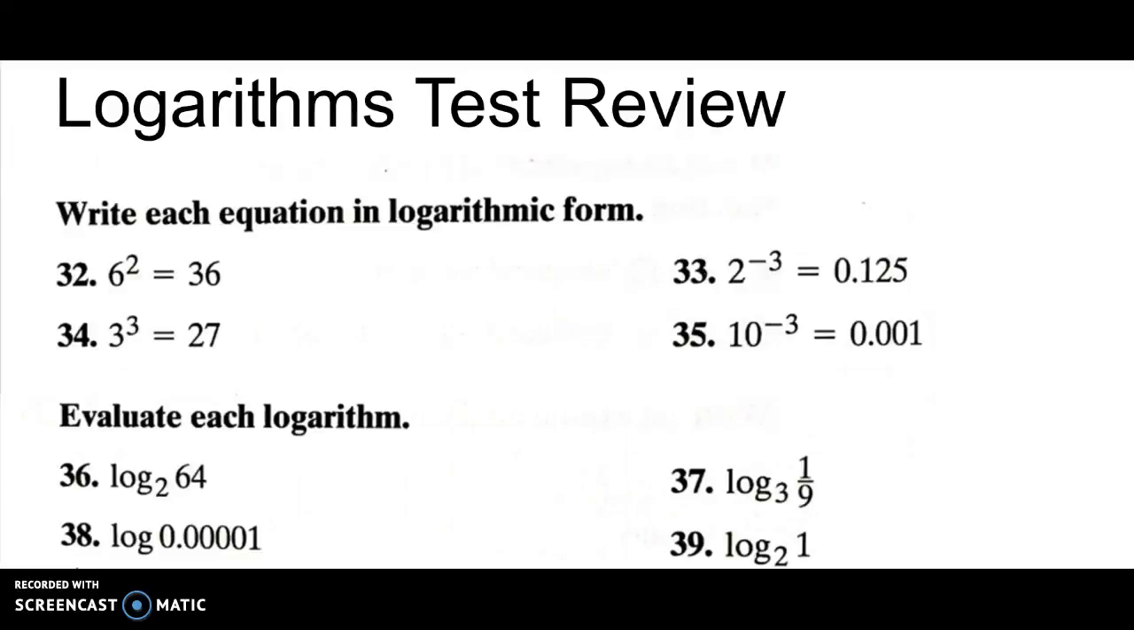Hello, let's talk about the logarithms test review. So I'm going to do one problem in each section. You have a test on Monday, and this test review is due on Monday. It's optional, so I'm not going to require it, but it can replace any zero you have for an assignment, or it could be extra credit.